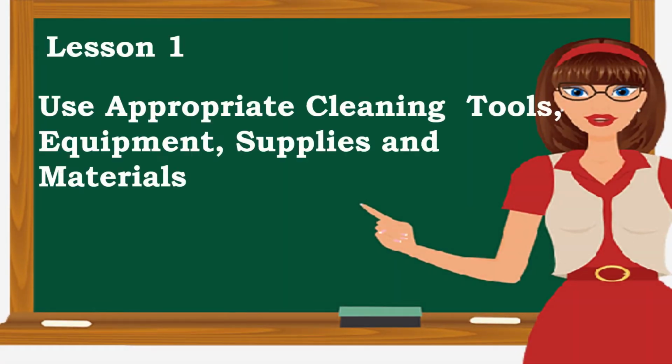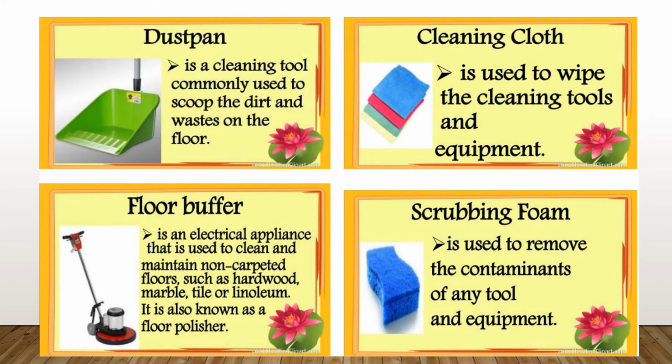For Lesson 1, the use of appropriate cleaning tools, equipment, supplies, and materials. Cleaning tools and equipment. Dustpan is a cleaning tool commonly used to scoop the dirt and waste on the floor. Cleaning cloth is used to wipe the cleaning tools and equipment. Floor buffer is an electrical appliance that is used to clean and maintain non-carpeted floors such as hardwood, marble, tile, or linoleum. It is also known as floor polisher.